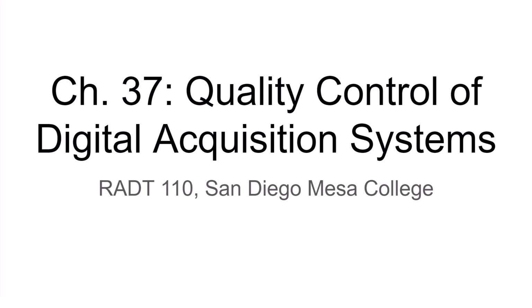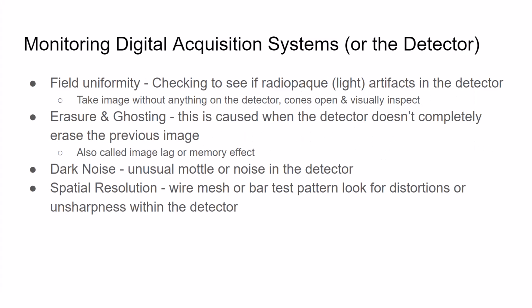Okay, we're still on chapter 37 in your Radiography in the Digital Age books, but we're switching gears to take a look at digital acquisition systems now. It's a much shorter section with a lot of terminology that you'll need to know, so let's dive in. When we say digital acquisition system, what do we mean?